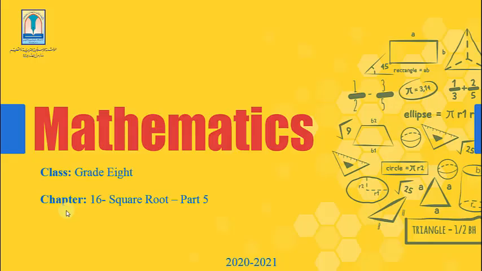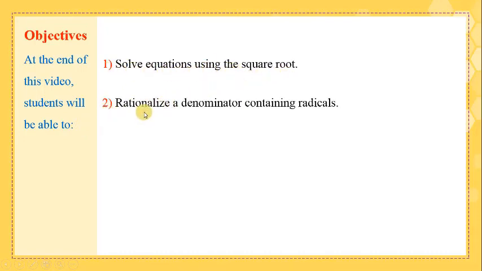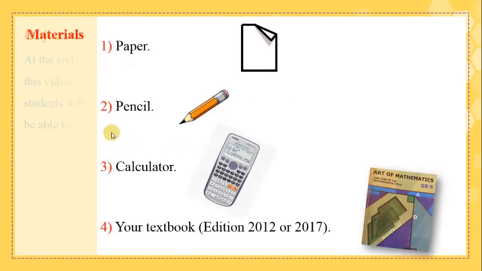Dear students, our chapter is chapter 16, square root, part 5. At the end of this video, students will be able to: 1. Solve equations using the square root. 2. Rationalize a denominator containing radicals. Materials we need: paper, pencil, calculator, your textbook edition 2012 or 2017.